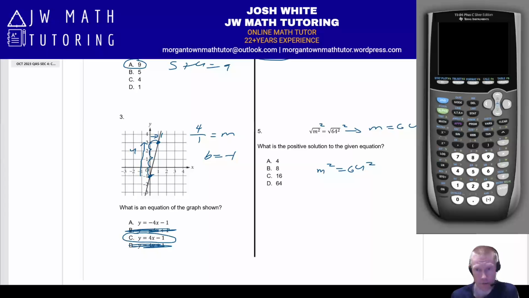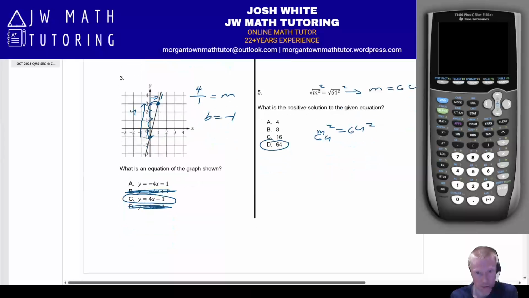I mean, if you squared both sides and got rid of the radical, now you should be able to look at it and say, okay, what number squared is equal to 64 squared? Well, it has to be 64 in order to have the same value, same expression on both sides. So however you want to look at it, however you want to think about it, the correct answer is going to be letter D.